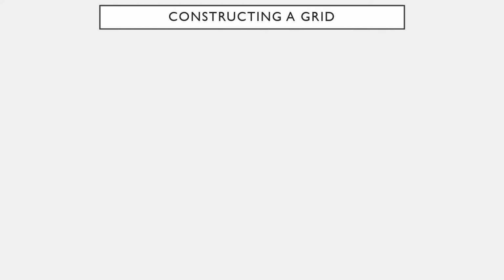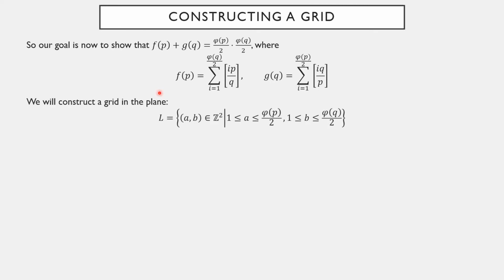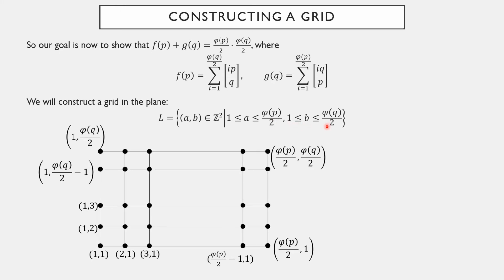So what we're going to do is we're going to draw a grid. Okay, might be a little bit of a surprise, but yes, we're going to draw something. This is our goal. We want to show f of P plus g of Q is this product, where f of P and g of Q were these two different sums of quotients. So we construct a grid. Okay, it's pairs of integers. The x-coordinate goes from 1 to phi of P over 2. The y-coordinate goes from 1 to phi of Q over 2. So here it is. The x's start at 1 and go up to phi of P over 2. The y-coordinate starts at 1 and goes up to phi of Q over 2. And I take all possible pairs.